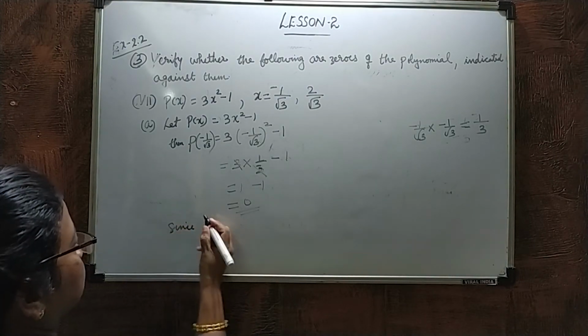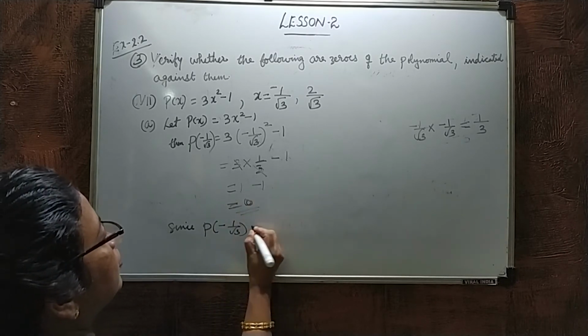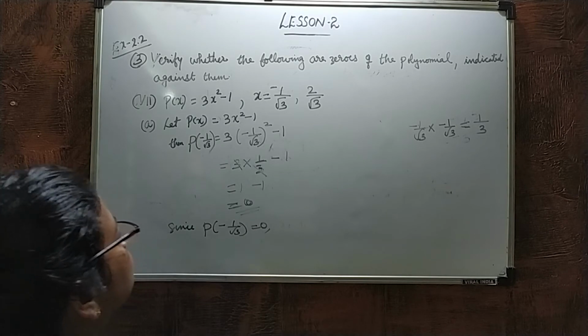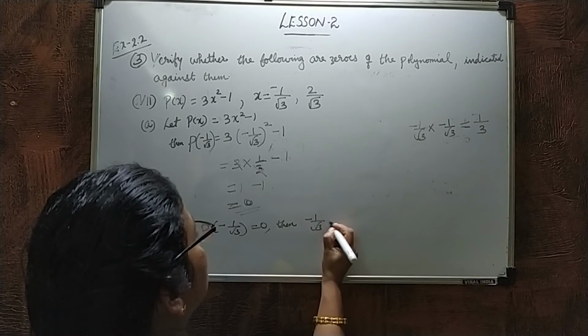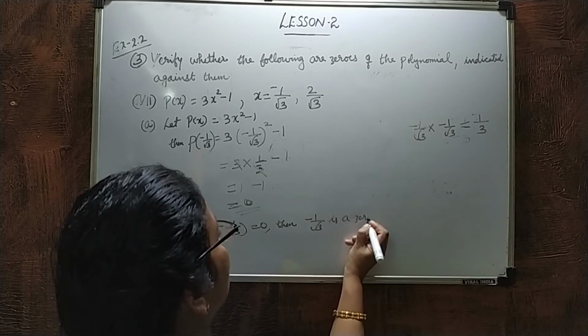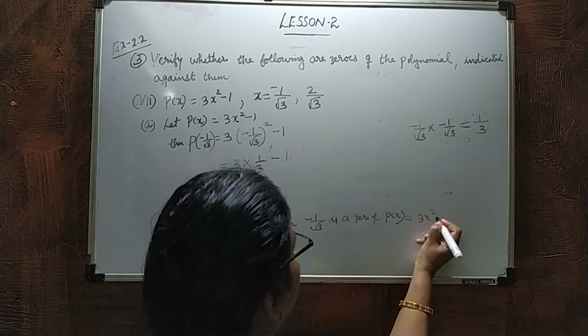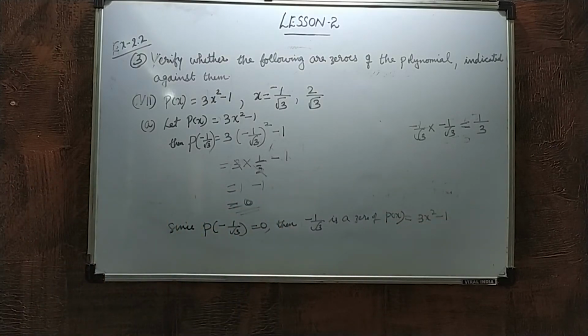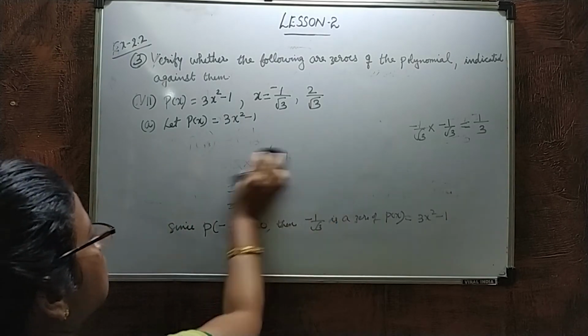Since P of negative 1 by root 3 equal to 0, then negative 1 by root 3 is a 0 of the polynomial P of x is equal to 3x square minus 1. Okay, clear? The next one more is there, 2 by root 3. So, instead of negative 1 by root 3, you can write 2 by root 3. From here it is the same thing.